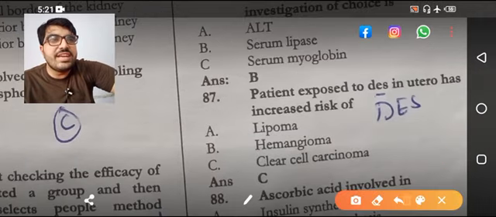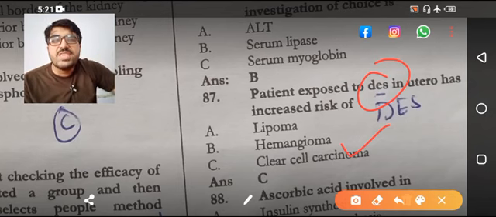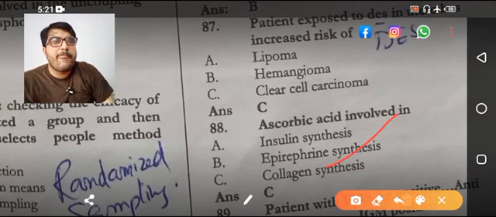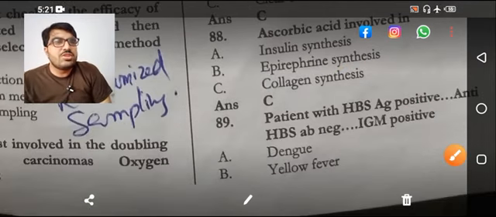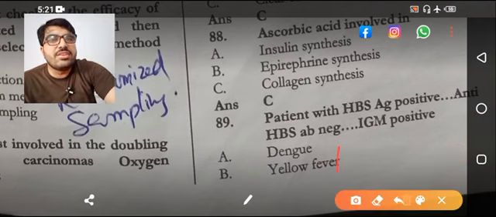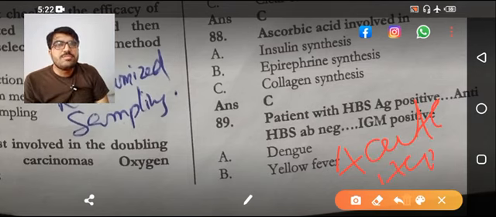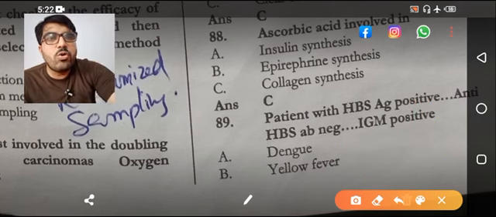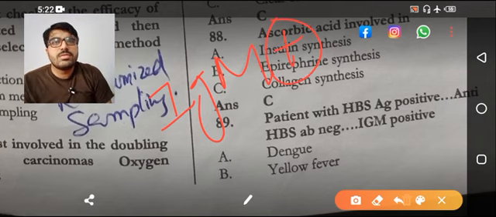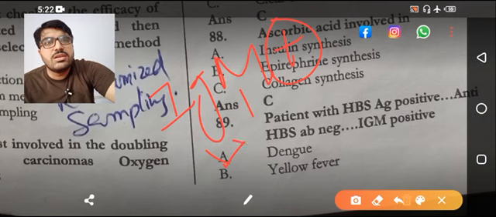A patient exposed to diethylstilbestrol, already discussed in my previous slide, gets clear cell carcinoma of the vagina in the baby later in life. Ascorbic acid is for collagen synthesis. A patient with HBs antigen, anti-HBs antibody negative and IgM positive: the answer is acute hepatitis. Now there is another MCQ on this. A patient is having only IgM positive, all other things are negative. What is this? Only IgM positive is the window period.